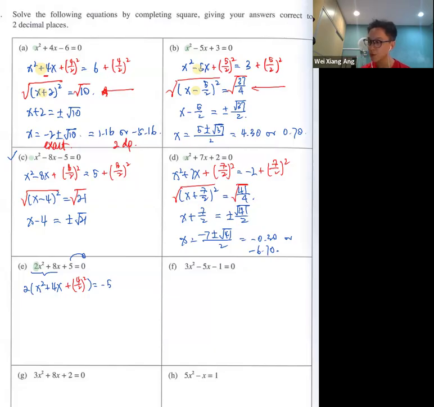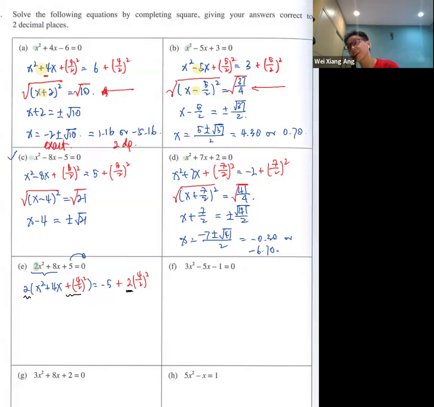Now same thing, whatever I added to the left, I need to add back to the right. And so I'm going to add 4 over 2 squared times 2. A common mistake here is students will forget the 2 here. Why is there a 2? Because when you add 4 over 2 squared, this is actually multiplied by 2 as well.